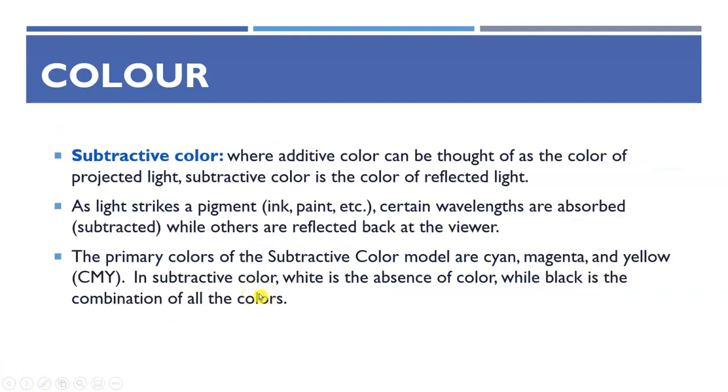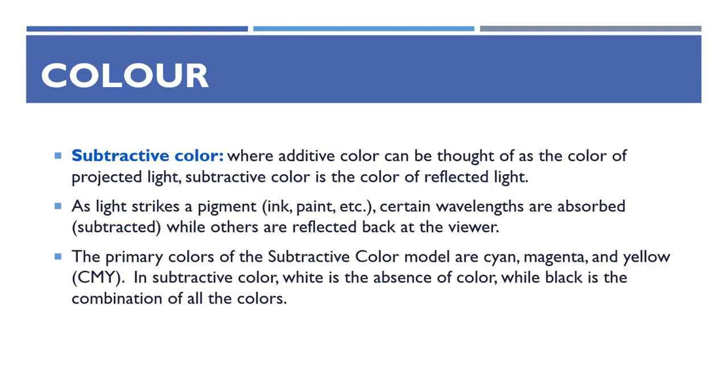Now the subtractive color mode is CMYK, and where additive color can be thought of as the color of projected light, subtractive color is the color of reflected light. Now as light strikes a pigment, and that can be ink, paint, certain wavelengths are absorbed, that is subtracted, while others are reflected back at the viewer, which creates a prism.